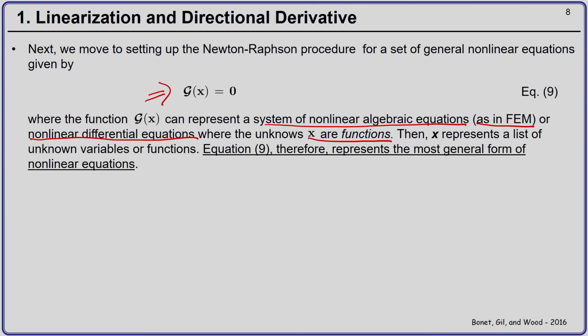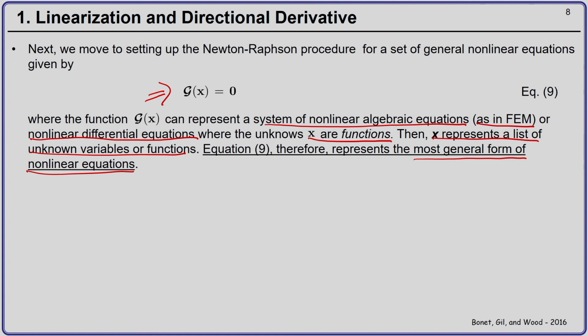So, equation 9 is very general right now. It can represent a system of nonlinear algebraic equations, or it may also represent nonlinear differential equations. Therefore, x represents a list of unknown variables or functions. Therefore, equation 9 represents the most general form of nonlinear equations, and when we go into worked out examples, you will be able to see it more clearly.